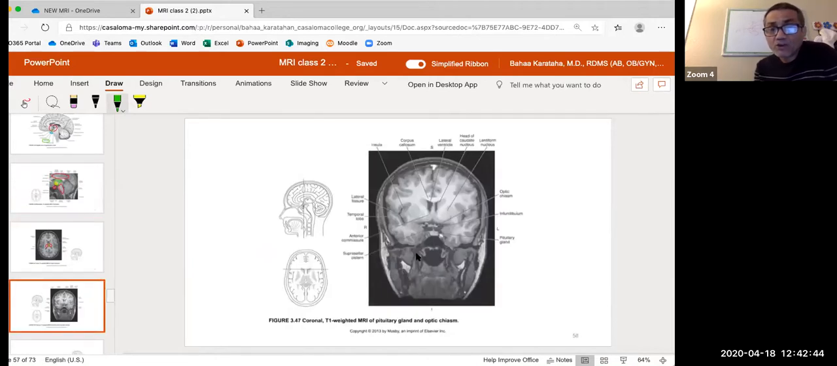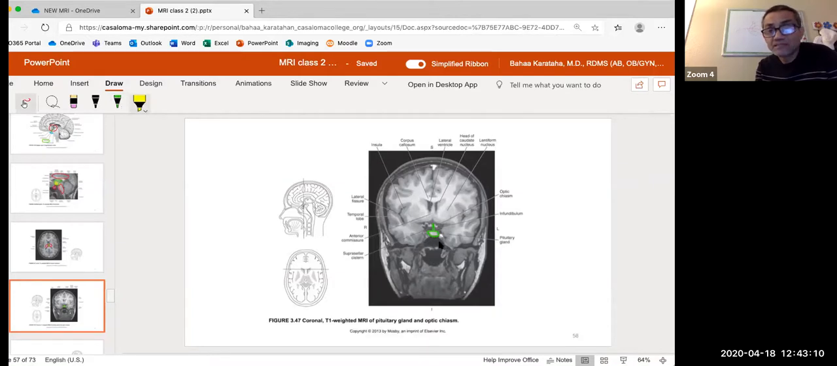If you go to a coronal cut, also in coronal cut, you will see a part of the pituitary gland. So that's your pituitary gland. And if you can tell, this is the stalk that will connect the pituitary gland to the hypothalamus.